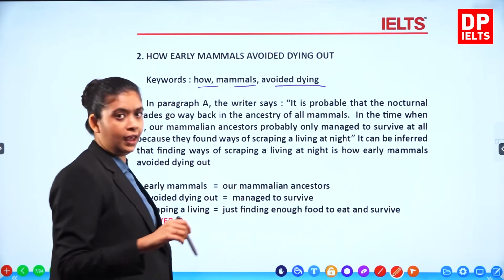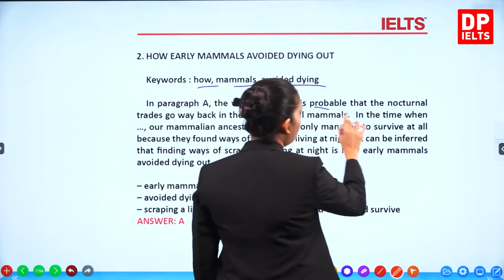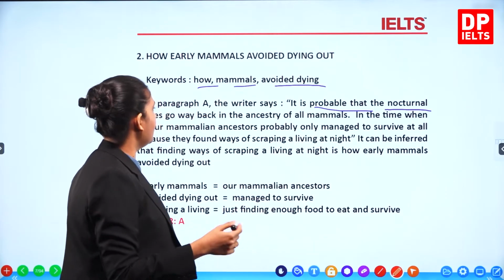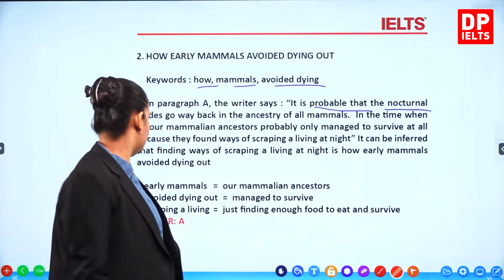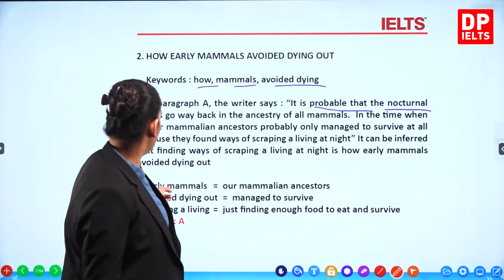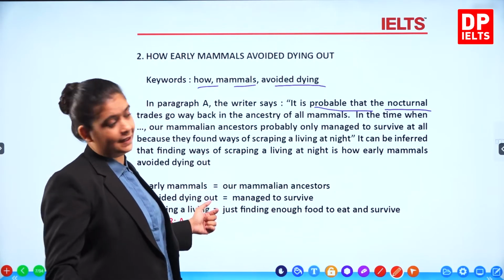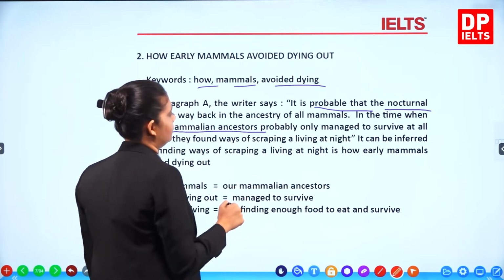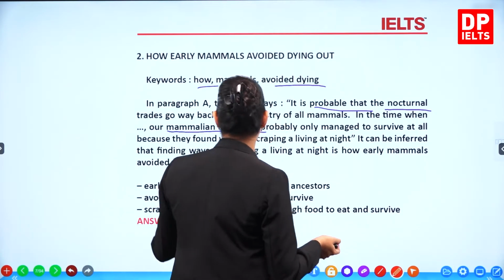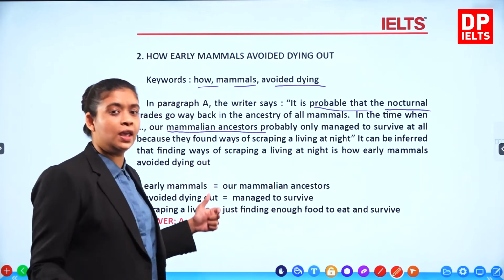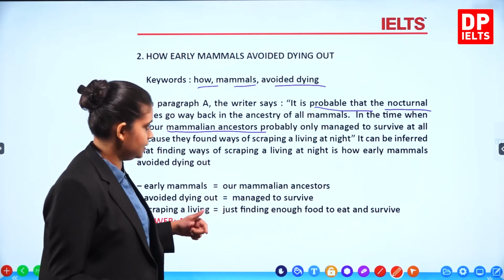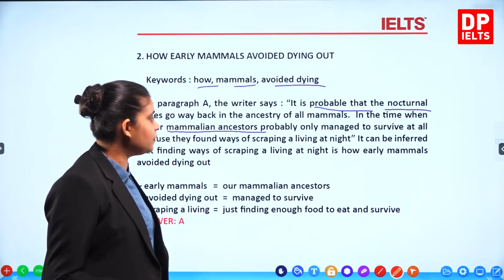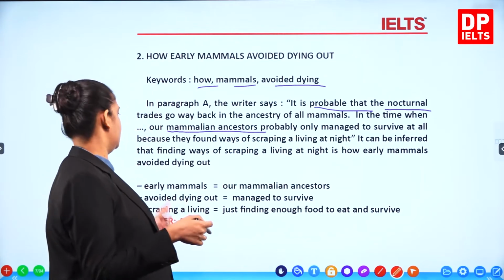So, in paragraph A, the writer says, it is probable that nocturnal traits go way back in the ancestry of mammals, okay? So, early mammals are mammalian ancestors, right? So, they say in the time when our mammalian ancestors, that is the early mammals, probably only managed to survive at all because they found ways of scraping a living at night.